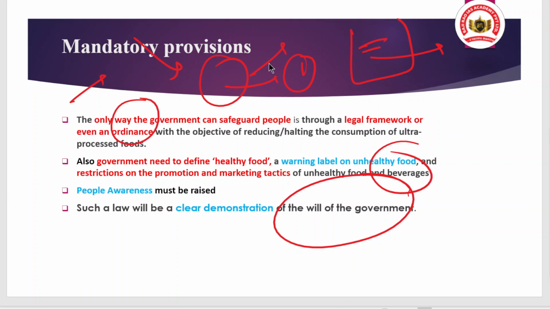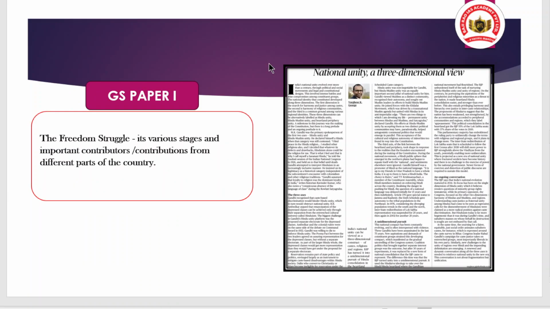And now we are shifting to the second article that is related to GS Paper 1, and that is also a very important article, specifically when we try to understand the thoughts of various personalities like Mahatma Gandhi and B.R. Ambedkar, and we will be dealing with some of the historical context here.